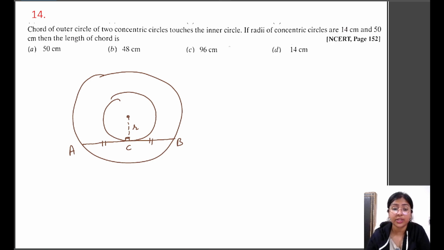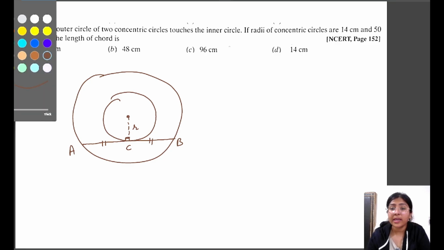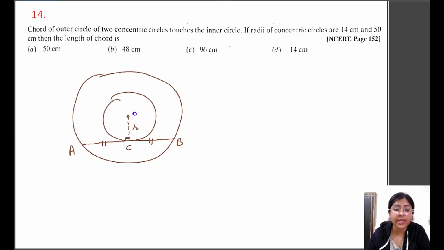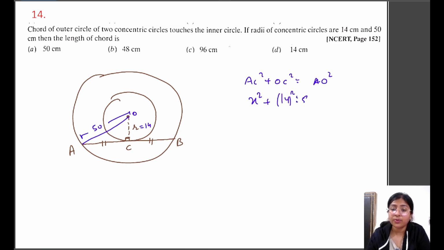Okay, now see the question. The radius of the bigger circle, sorry, OA is given as 50, and the value of small r is given as 14. We need to find out the chord length. Okay, now we need to apply the Pythagoras theorem. Yes, so we will write AC square plus OC square is equal to AO square. AC square is x square. Okay, OC will be 14 square is equal to 50 square.